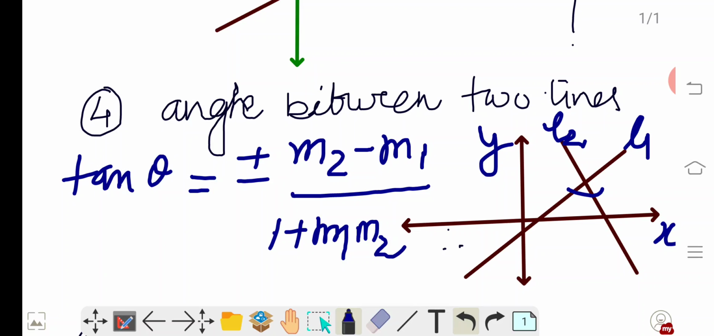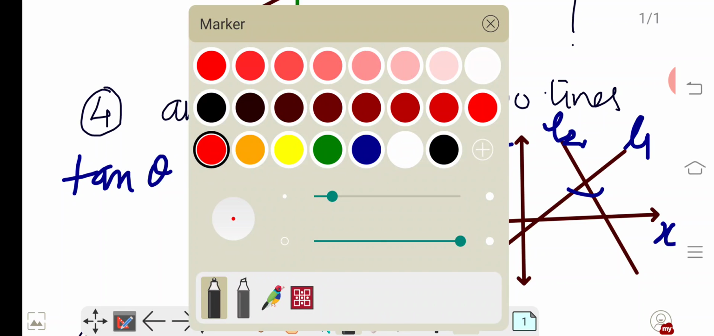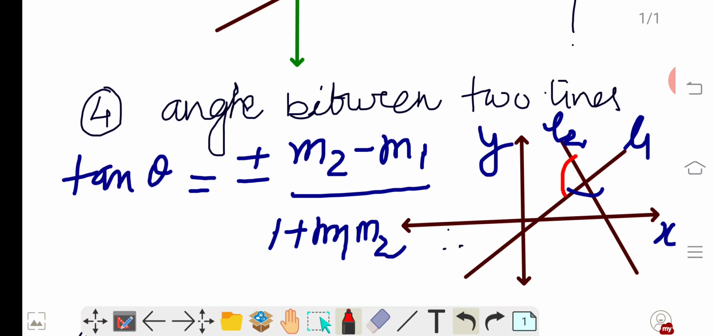We can easily prove the formula. And why do we get the minus sign here? Because there may be another angle, which is pi minus theta. Suppose this is the angle theta, and this is pi minus theta. In that case it will be tan(pi minus theta), and then we get minus (m2 - m1)/(1 + m1 m2). So here we get two signs, plus as well as minus.